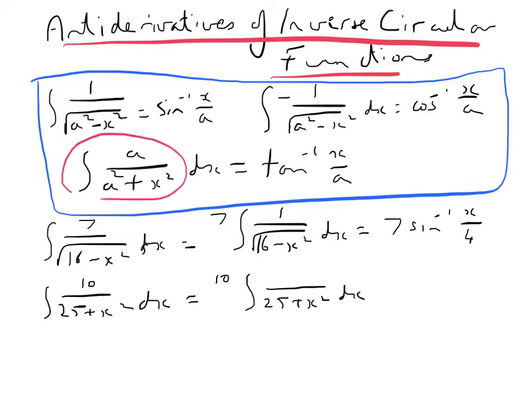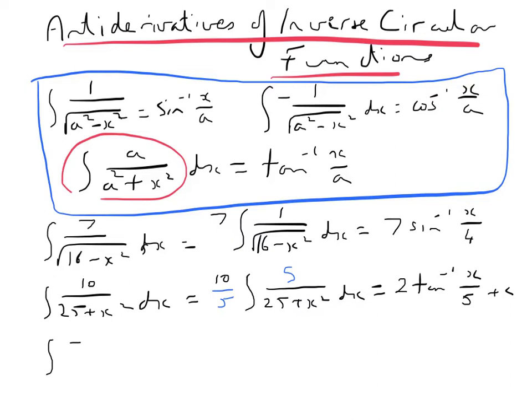This is what the tan function looks like, so there's a missing value here. I would put in 5, and because you've put 5 in here, to keep things balanced, you need to divide by 5 on the outside. So we have 10 over 5, which is 2. This is now simply an inverse tan function, x over 5 plus c.